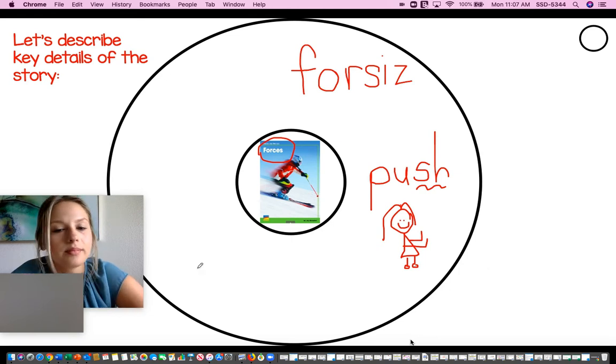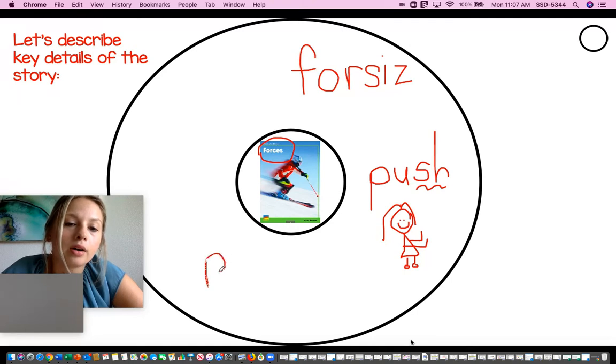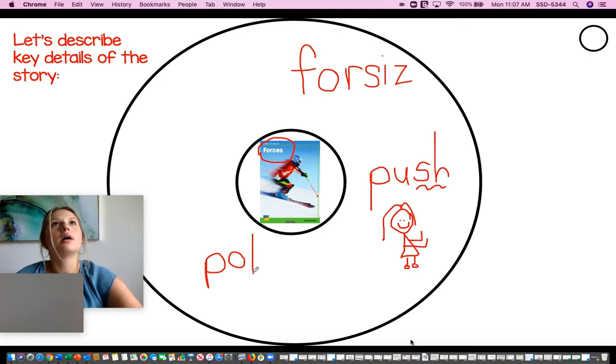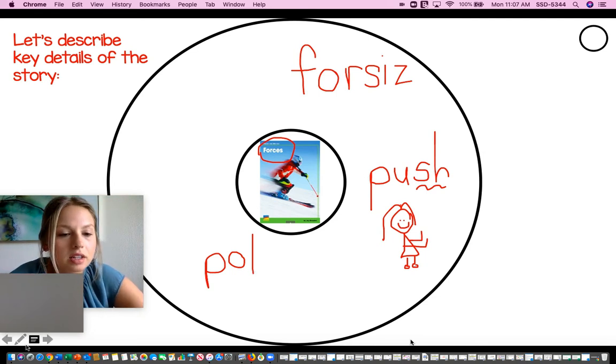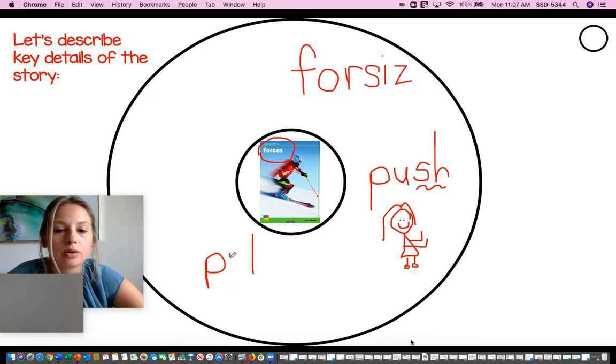Pull. P. I'm going to guess O. Pull. Or it could be P, O. Is it an O or a U, Miss Paulino? You know what? I'm going to say a U would go better there. And you do actually spell it with a U too. Pull. Now I'm going to draw a picture of a boy pulling something.